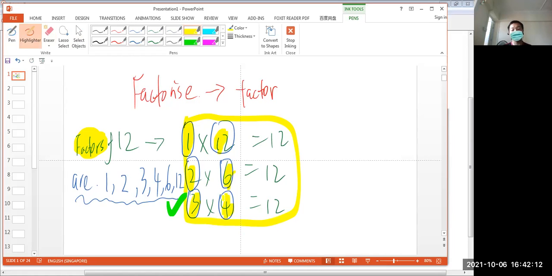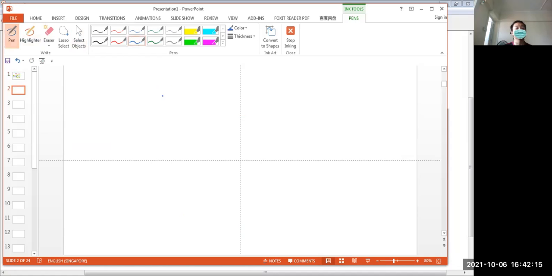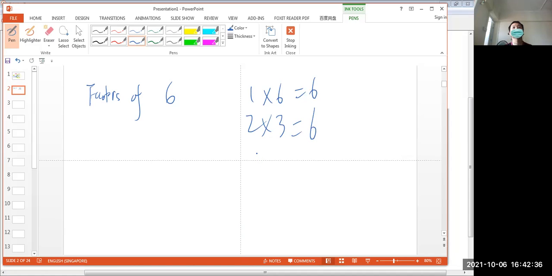Okay. If I give you one more example, a simpler example, let's say I ask you for the factors of 6. So how do you get 6? 1 times 6, 2 times 3. Anything else? I don't think so. Yeah, 3 times 2, right? But can you see it starts to repeat already? So you stop at 2 times 3. So once you stop, all these 1, 2, 3, 6 are factors of 6.